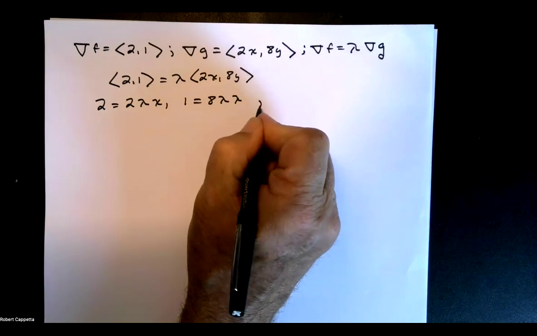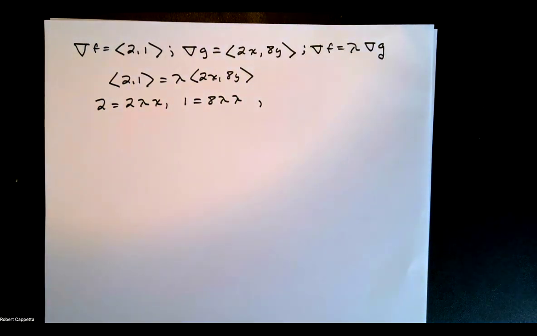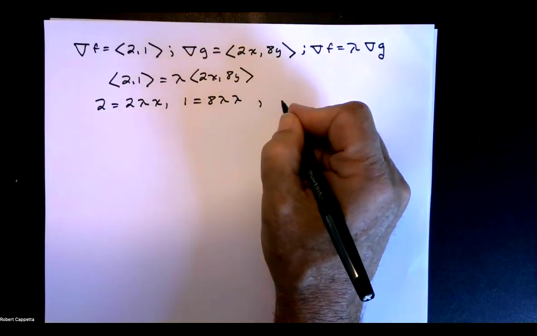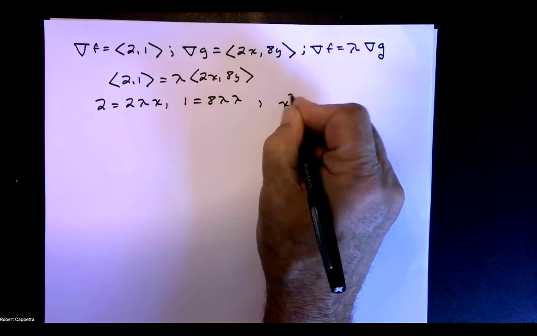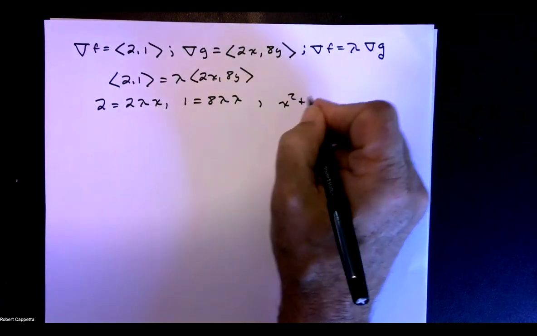And then we have a third equation, which will be the equation of that ellipse, because my point x, y must be on that ellipse. It must satisfy the requirements of the constraint equation: x squared plus 4y squared equals 4.